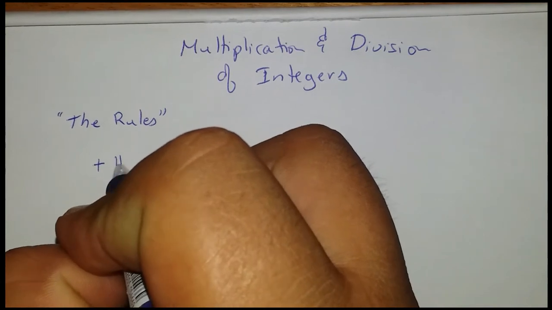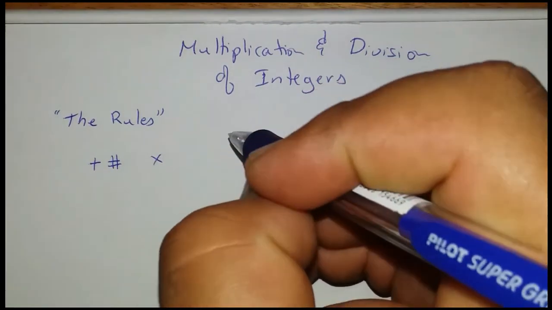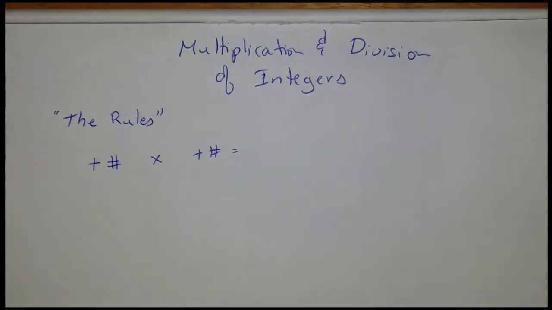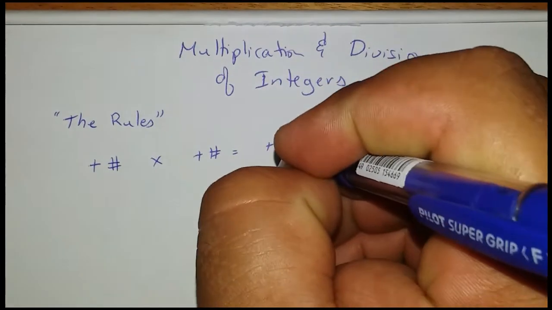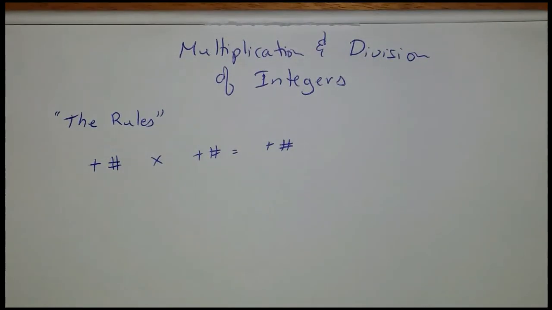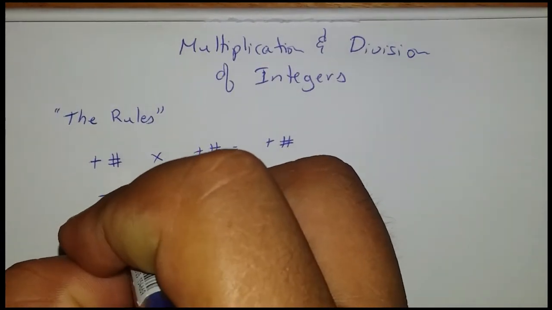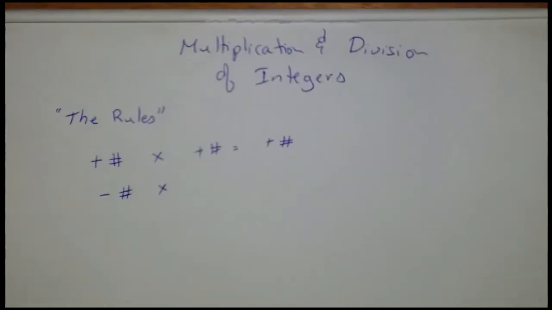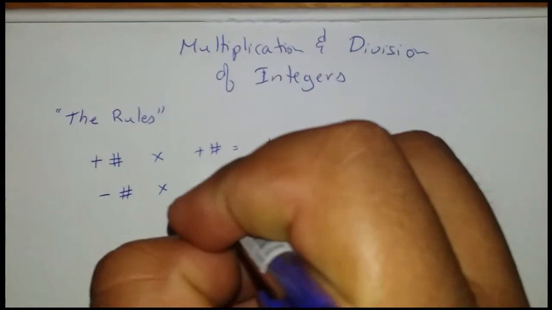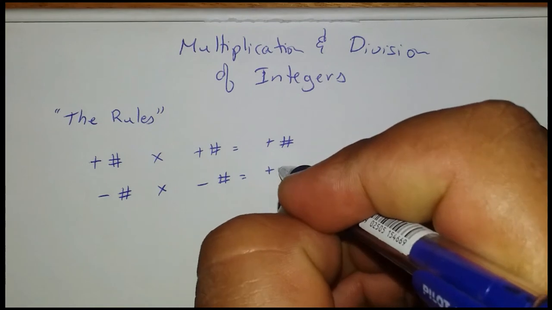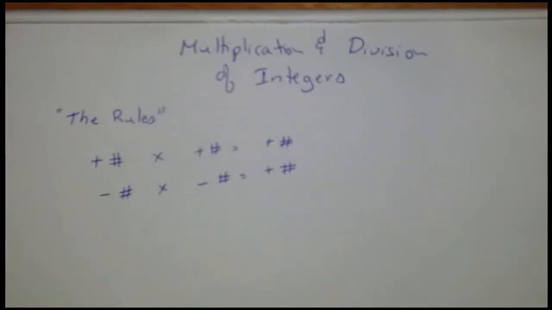a positive number and we're multiplying that positive number with another positive number. If we're multiplying two positive numbers, we get a positive solution, right? Our answer is going to be positive. If I have a negative number and I am multiplying that negative number with another negative number, my solution is going to be a positive answer. All right?